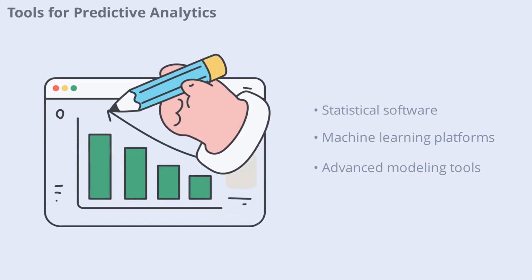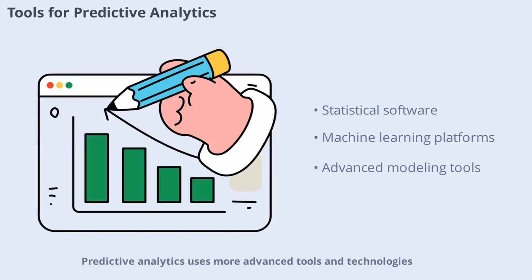Predictive analytics uses more advanced tools and technologies. These include statistical software, machine learning platforms, and data mining tools. Such tools allow analysts to build complex models, run simulations, and generate forecasts. While these tools require specialized knowledge, they provide powerful insights that can drive strategic decision-making.